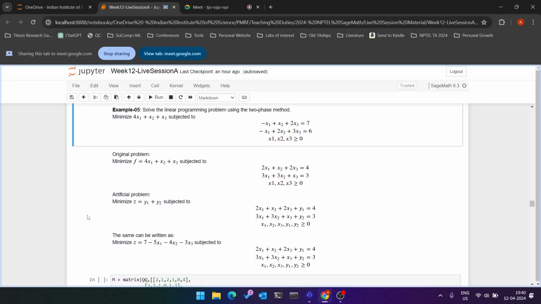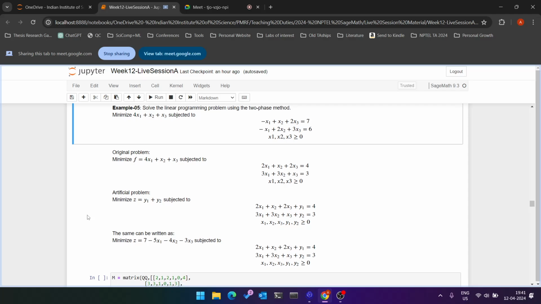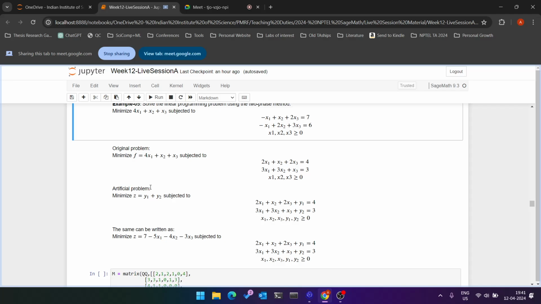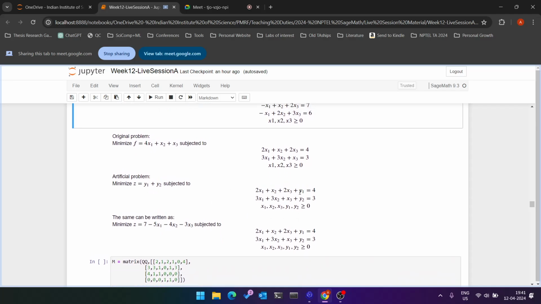We now introduce one non-negative artificial variable for each of the equality constraints to create the artificial problem. Minimize z equal to y1 plus y2. So y1, y2 are my two non-negative artificial variables because we have two equality constraints. Instead of Ax equal to b, now we have Ax plus y equal to b, with x, y, b all being greater or equal to 0. So y1 is added to the first equation, y2 is added to the second equation, and the non-negative condition is written here.